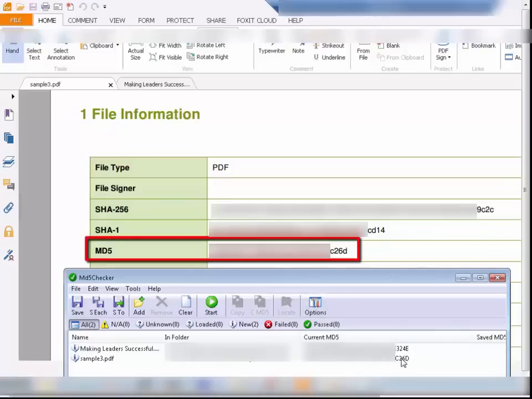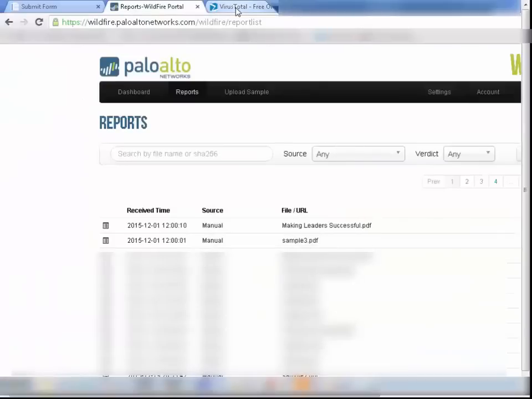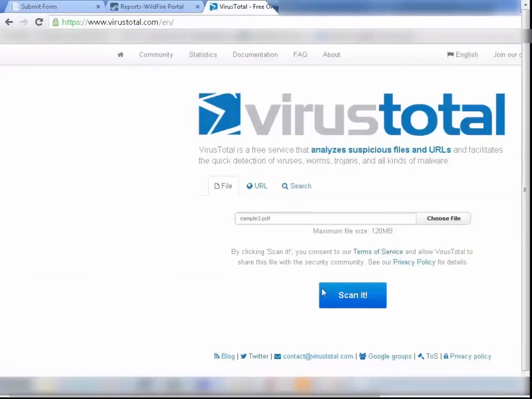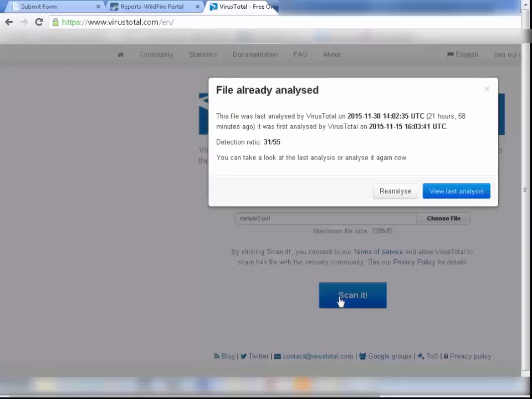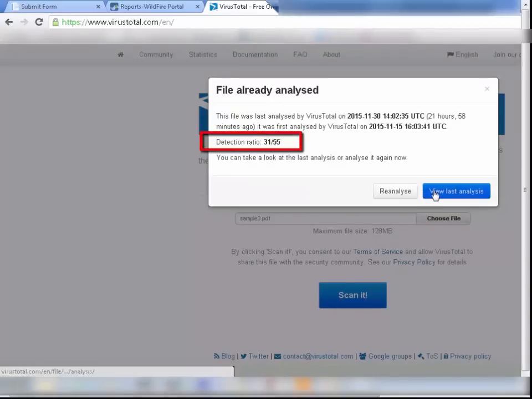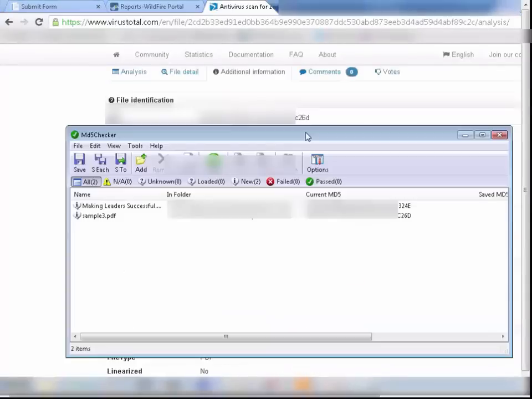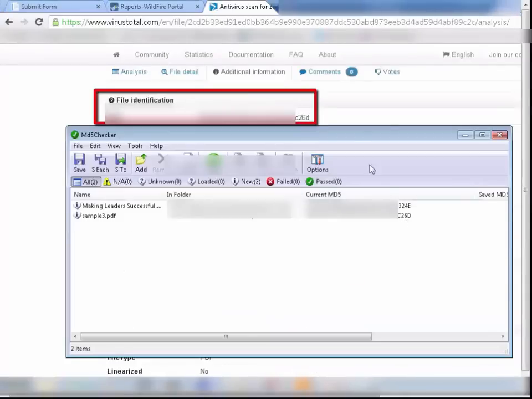The MD5 hash for sample3.pdf is verified locally. Now, let's verify the same file on the VirusTotal website, where this malware file was originally downloaded. As we can see in the results, 31 out of 55 engines find this file to be malicious. And just to be sure, let's compare the MD5 hash again and see that it is the same file.